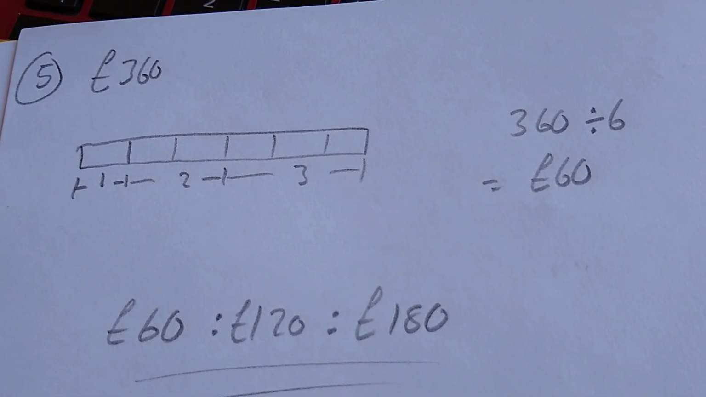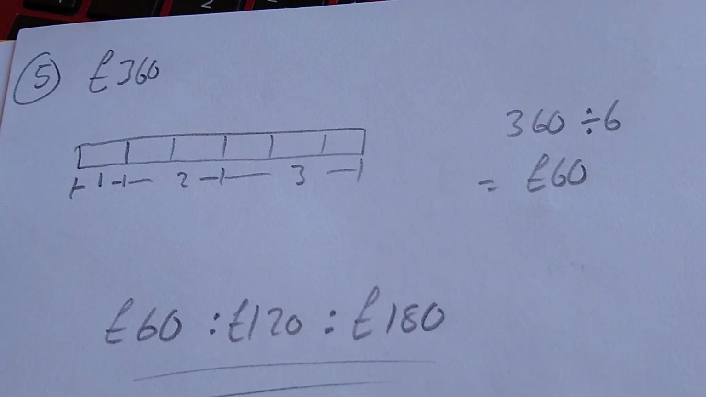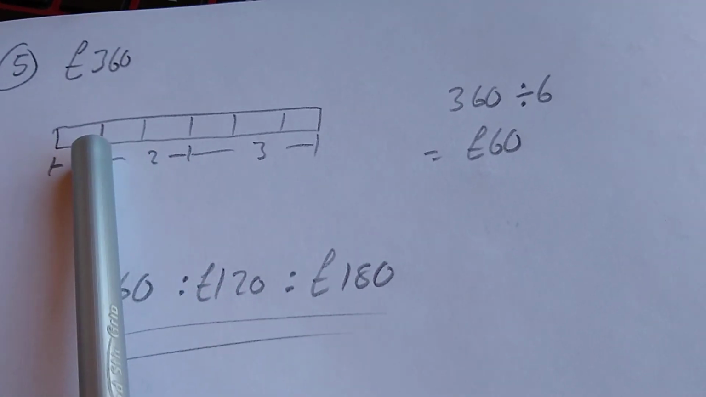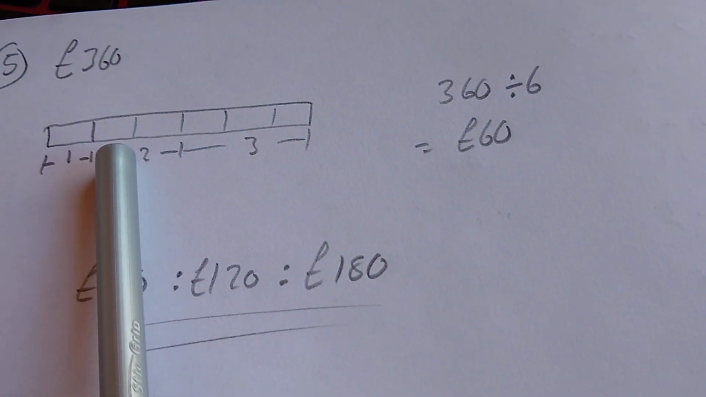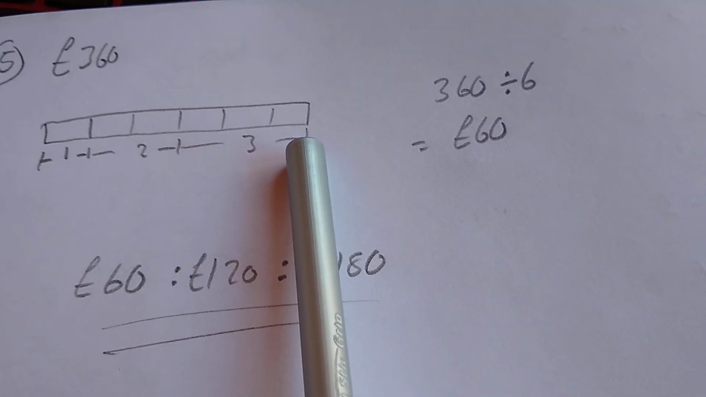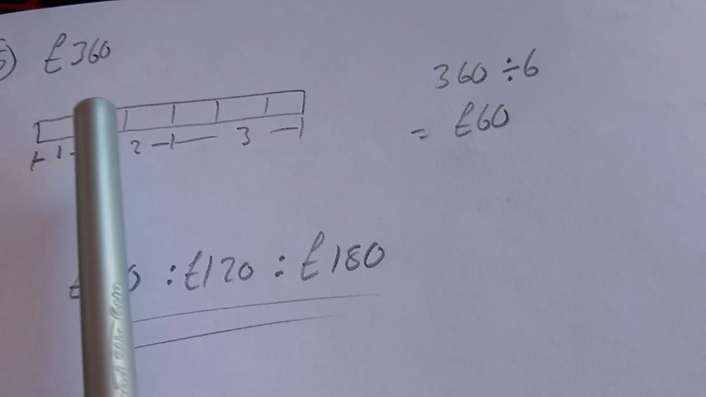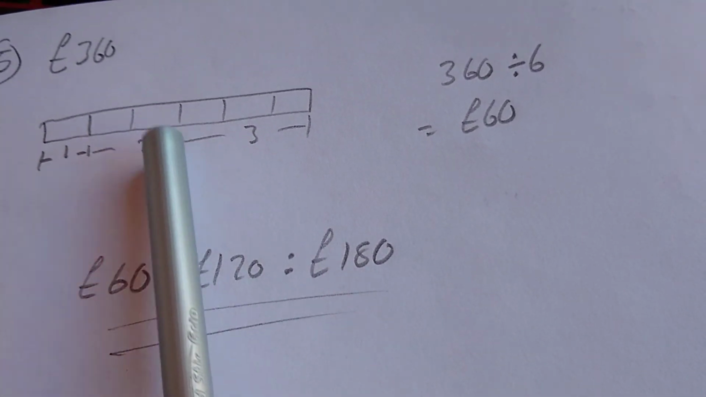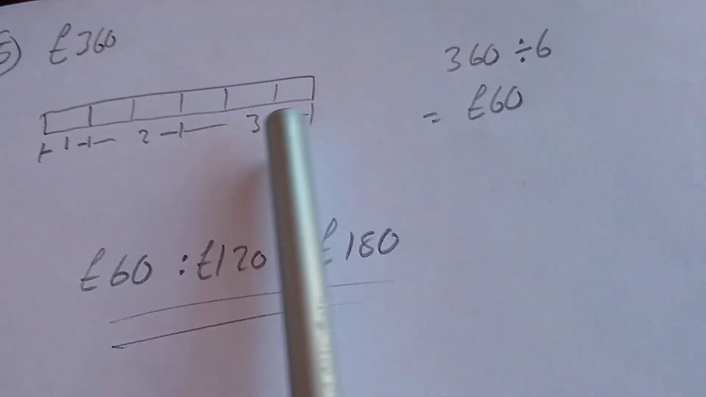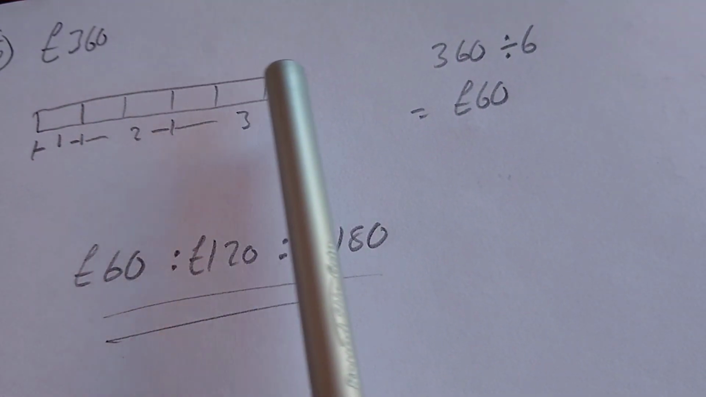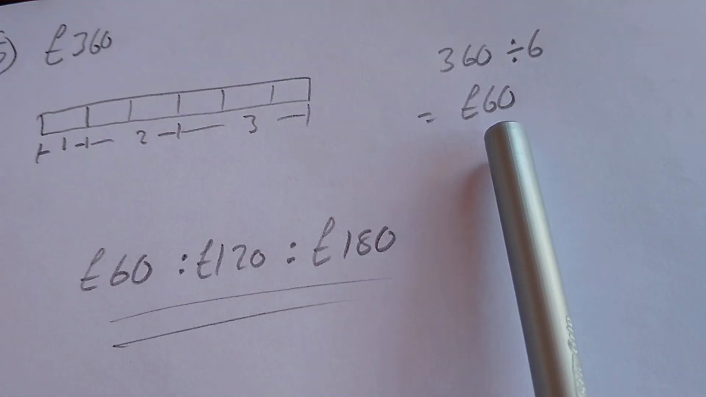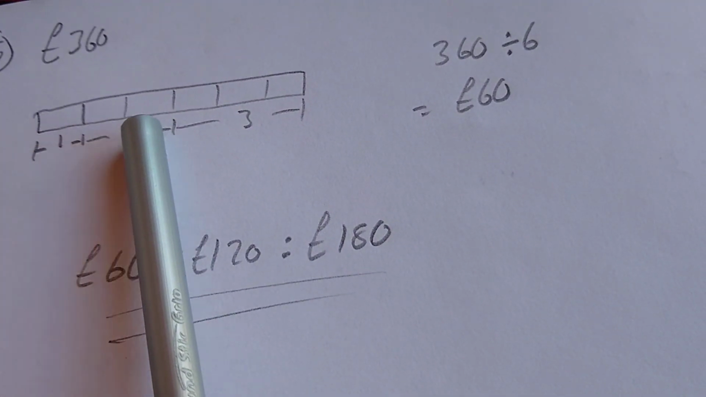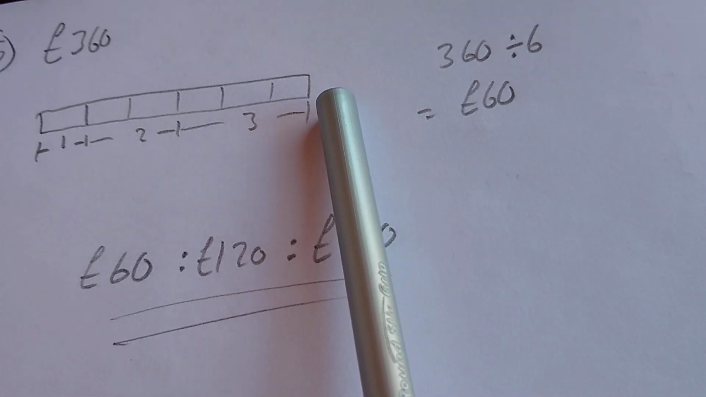So number 5, share £360 in the ratio 1 to 2 to 3. So in class, guys, remember we're using a bar model for this. So we've got one part, somebody's getting 2 parts, and another person's getting 3 parts here. So altogether there are 6 parts. So let's work out what each part is worth. So the 6 parts, they're worth 360 in total. So 360 divided by 6 is £60. So this would be £60, this would be £260, and this would be £360.